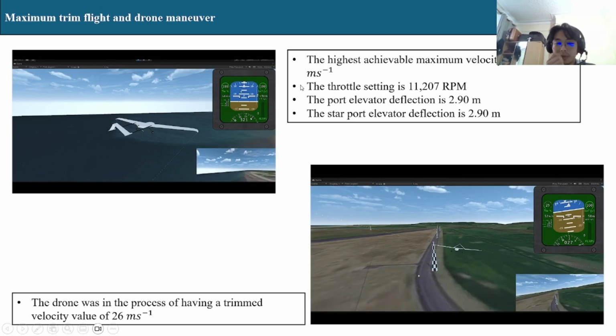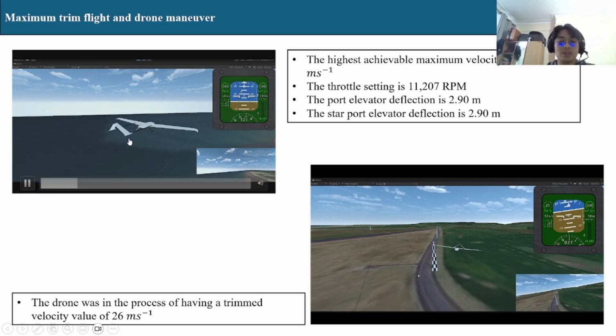And in terms of the maximum trim flight, which is this video, the highest achievable maximum velocity is 46 meter per second, and in terms of the throttle setting, port elevator and starboard elevator are as shown in the slides.